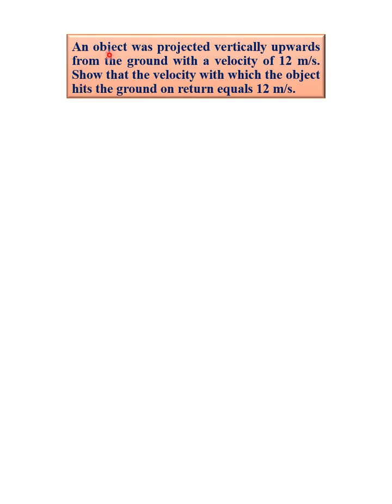We are told that an object was projected vertically upwards from the ground with a velocity of 12 meters per second. Show that the velocity with which the object hits the ground on return equals 12 meters per second. Our target in this question is to show that the object that was thrown up with a velocity will also fall to the ground with the same velocity. That is theoretically correct, but we want to show it mathematically, so it is really interesting.